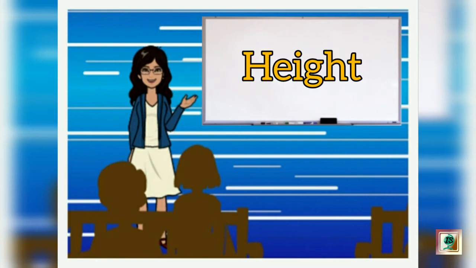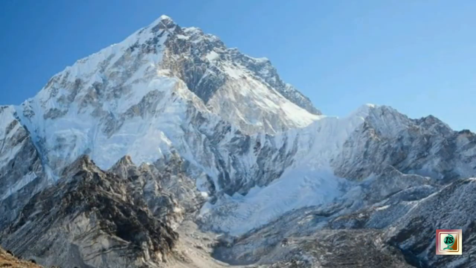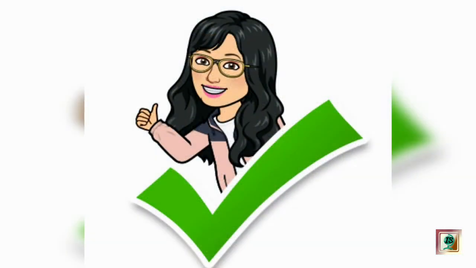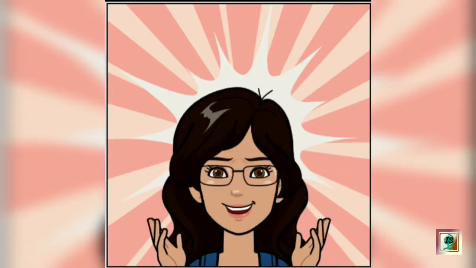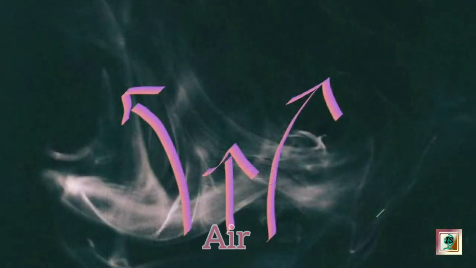Altitude means height. Have you ever noticed what changes come in the temperature when you go on heights? Yes, you are right. Temperature decreases with increasing height in the lower layer of the atmosphere. Why? Because when the air rises vertically, it undergoes an expansion. When you allow air to expand, it becomes less dense and as a result, temperature decreases.